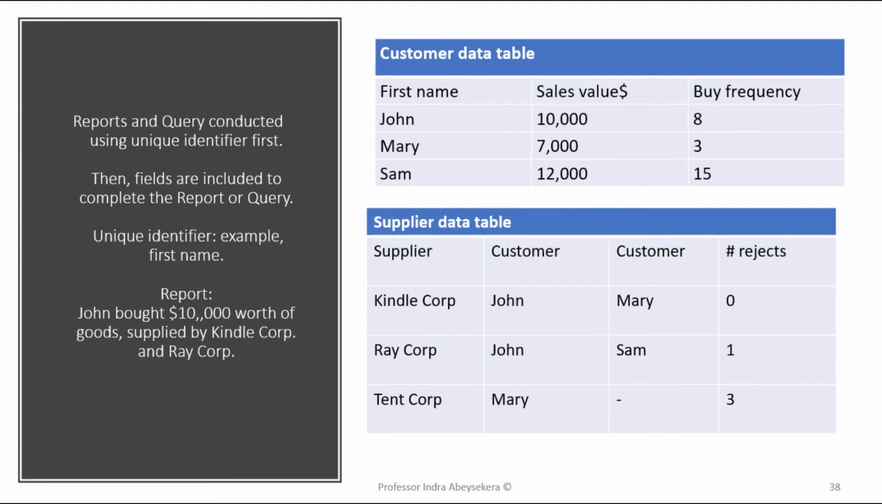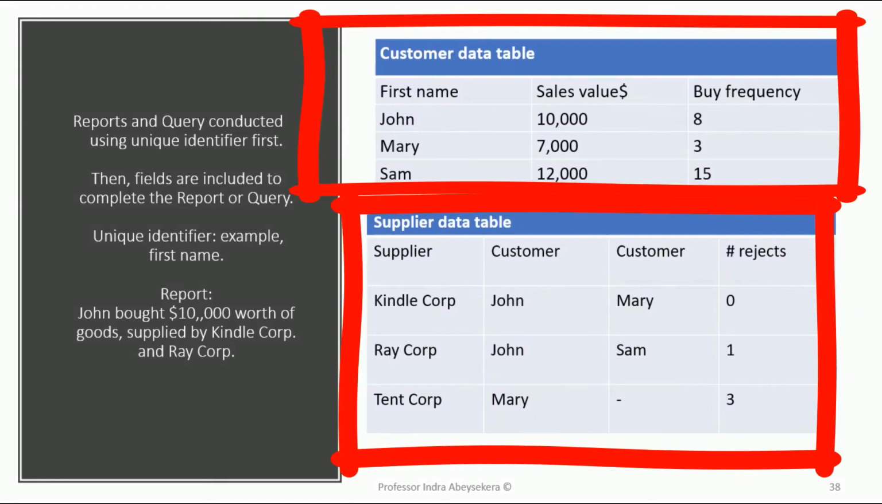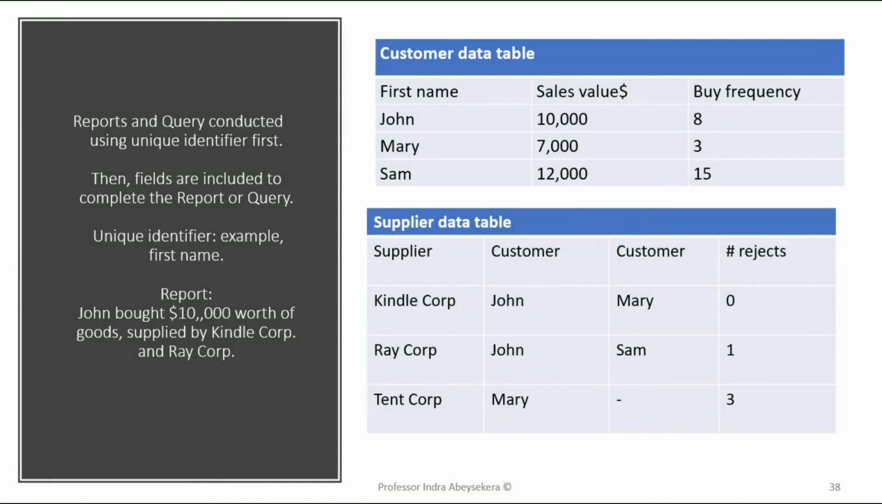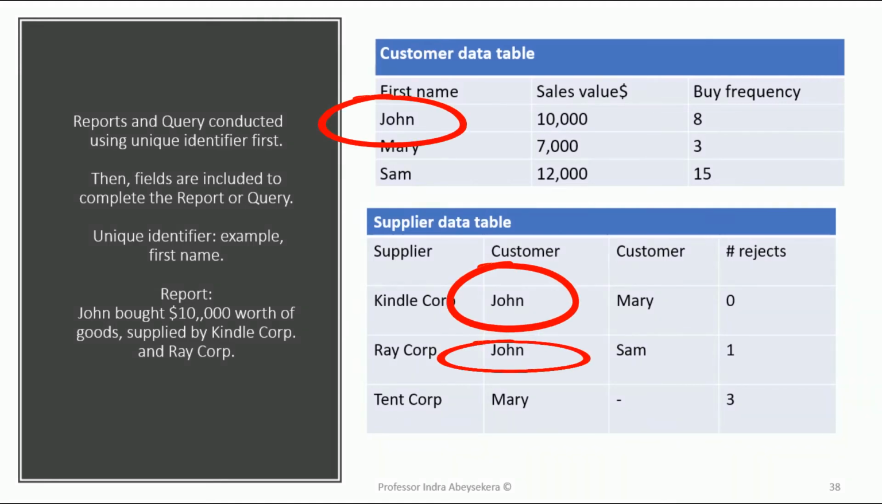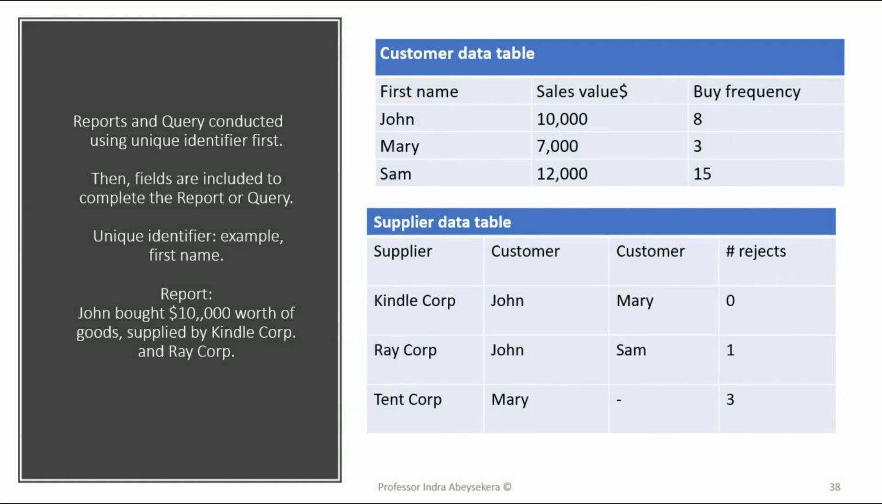So the reports and queries are conducted using a unique identifier first. These fields are included to complete the report or query, and a unique identifier could be, for example, the first name of the customer. In this illustration, there's customer data and supplier data. In both instances, we find that the first name of the customer appears.